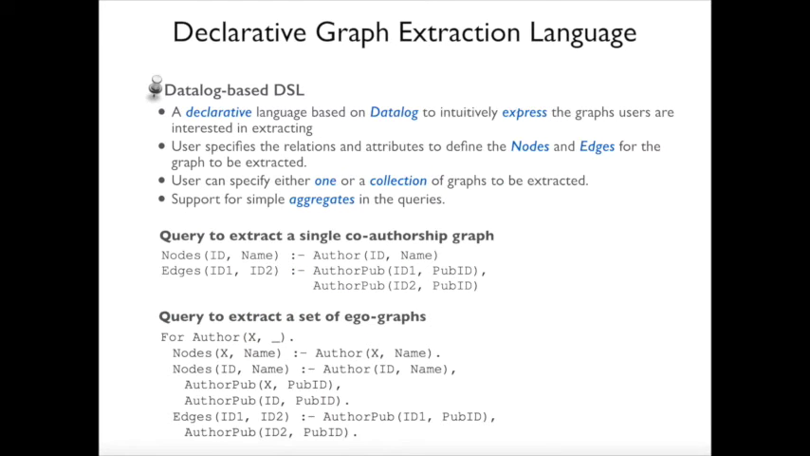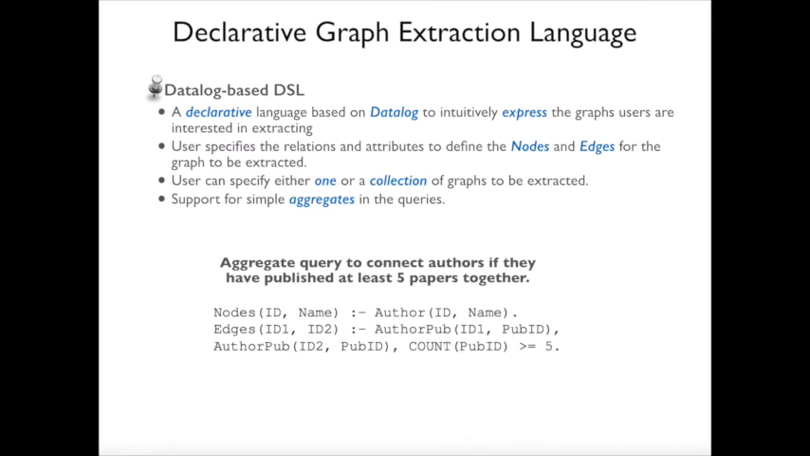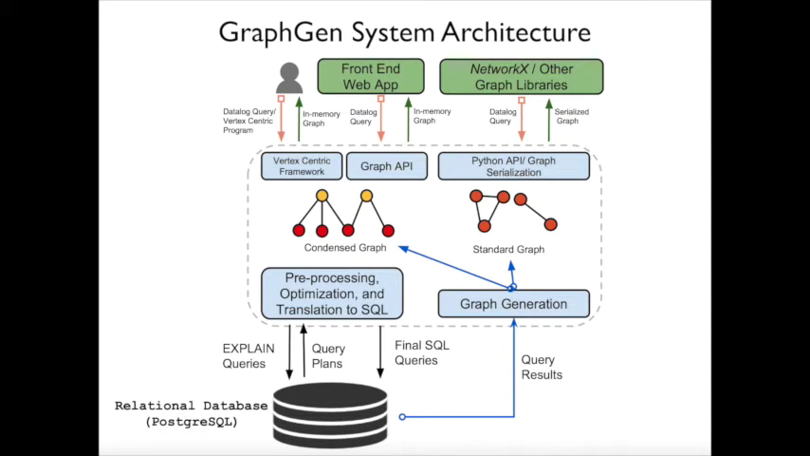We've defined a declarative language based on Datalog that allows users to write intuitive, short, and simple graph extraction queries. Users can write queries that range from extracting a single graph based on a bunch of conditions to a series of separate ego graphs, while also supporting simple aggregates like connecting two authors if they've co-authored at least 5 papers together. There are multiple approaches one can take when using GraphGen.